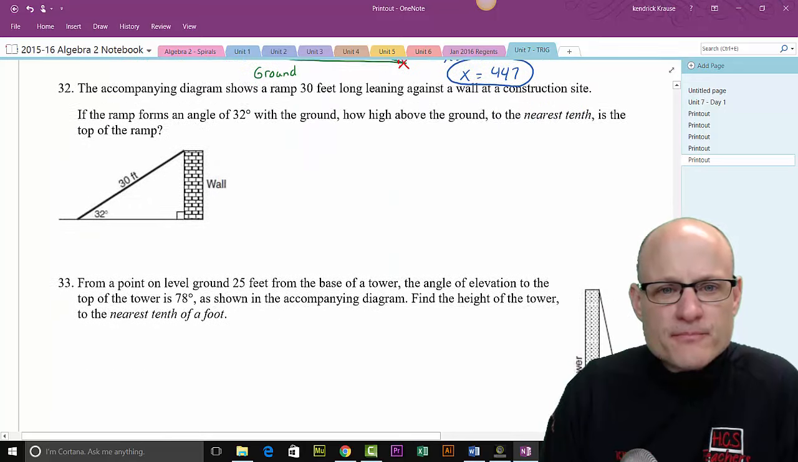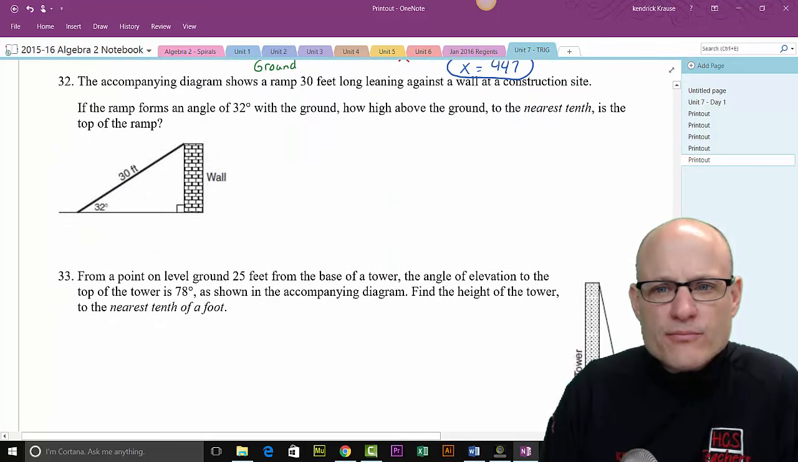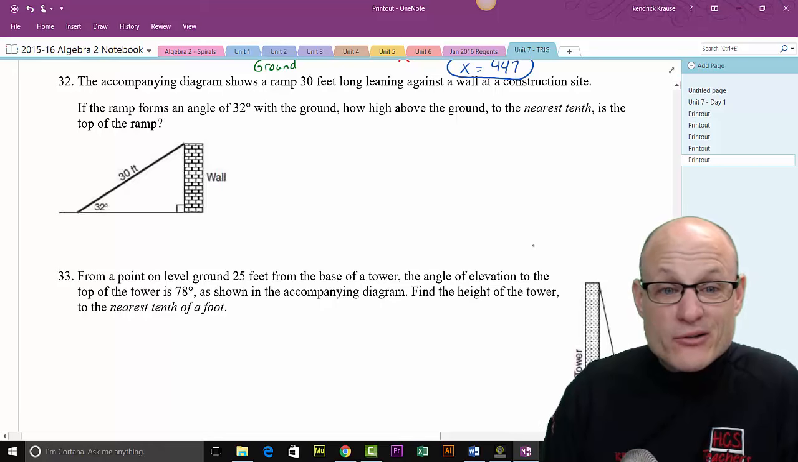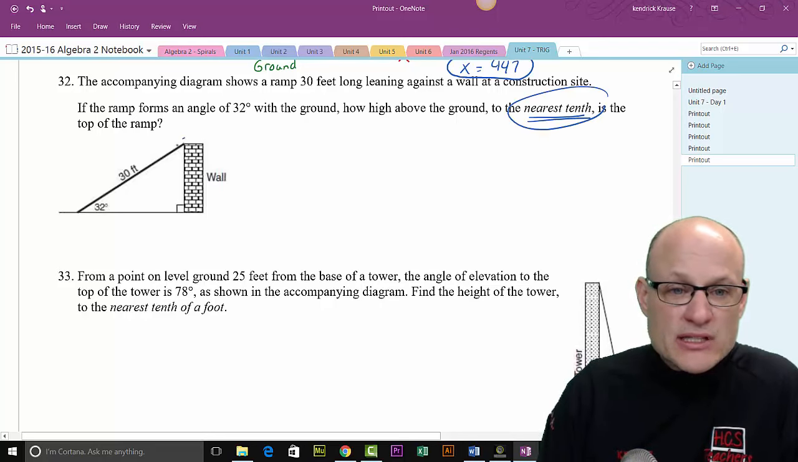This one gave me a drawing, so I don't really need to do anything. How high above the ground to the nearest tenth is the top of the ramp? Well, here's the top of the ramp. So really what I want to do is find out how tall this wall is. So that would be opposite. This would be hypotenuse. So we're using sine.